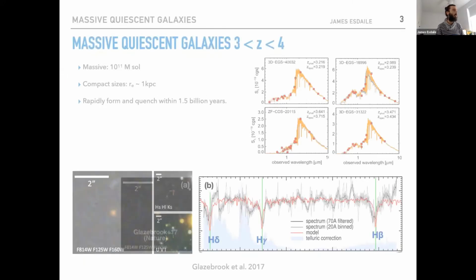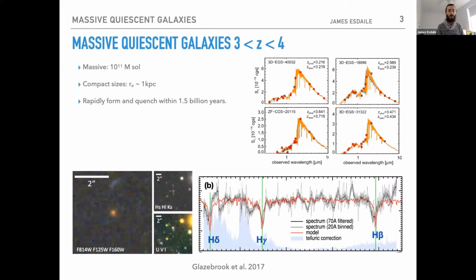I just want to go through some background for why massive quiescent galaxies are interesting. They're very massive. They're more massive than the Milky Way, but they're about 10 times as small, so they're really very, very compact. And they form rapidly and quench within the first 1.5 billion years of the age of the universe. This has been very challenging for theory and simulations to reproduce, both from a mass perspective, to produce galaxies this massive that early, but also to quench them.